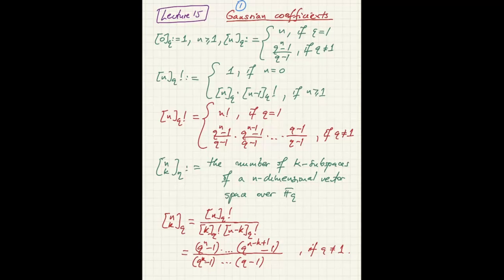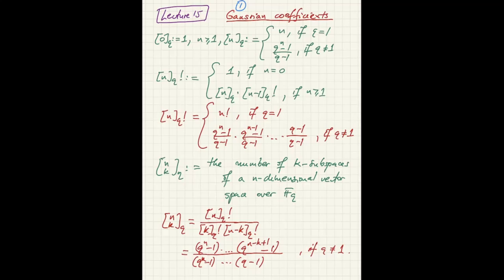As you recall, we defined these parameters that depend on q as [0]_q is 1, and for n greater or equal to 1, [n]_q equals n when q equals 1, and it equals this ratio of q to the n minus 1 divided by q minus 1 if q is not 1. You can think of that as the number of non-zero vectors in a vector space of dimension n over the field F_q.